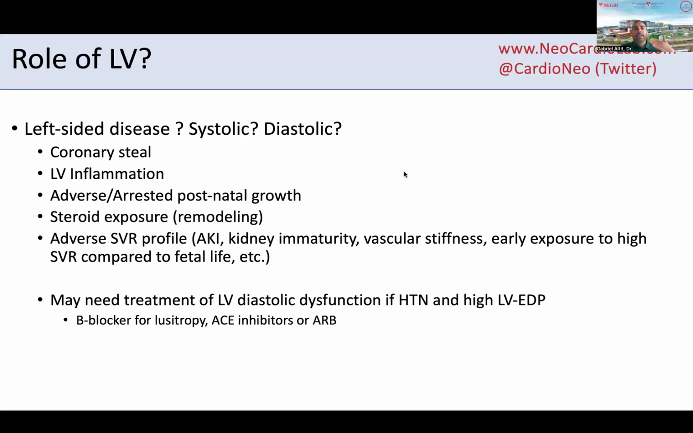I'm not going to go into the left-sided cardiac disease, which can be a contributor. We know these patients are exposed to steroids, adverse systemic vascular resistance due to AKI and chronic kidney injury. And so sometimes we may need to consider that there might be a component of LV diastolic dysfunction. And so they might be exposed to beta blockers or ACE inhibitors, depending on if that's confirmed on the cath lab assessment, or if you have a significant left to right ASD shunt with high velocity there.